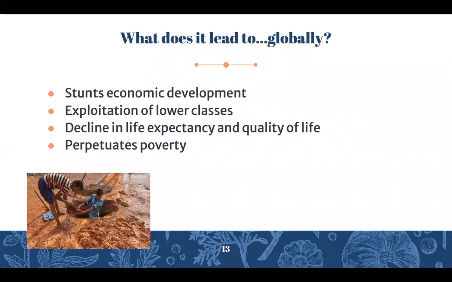On a greater scale, illiteracy has some pretty serious implications. An illiterate population stunts economic growth and development. Gross domestic product is the market value of goods and services produced in a country. A heavily uneducated population is ultimately going to lead to a lower gross domestic product.